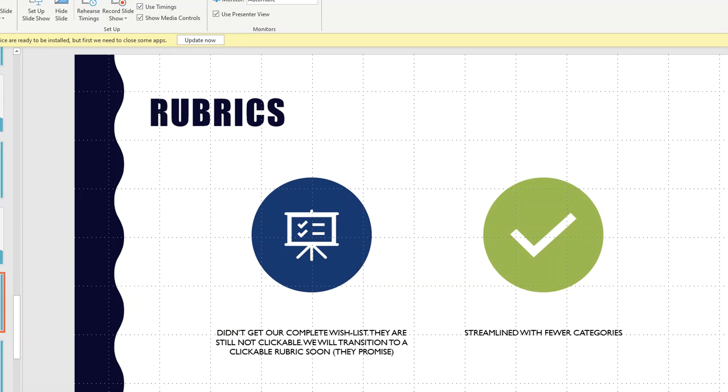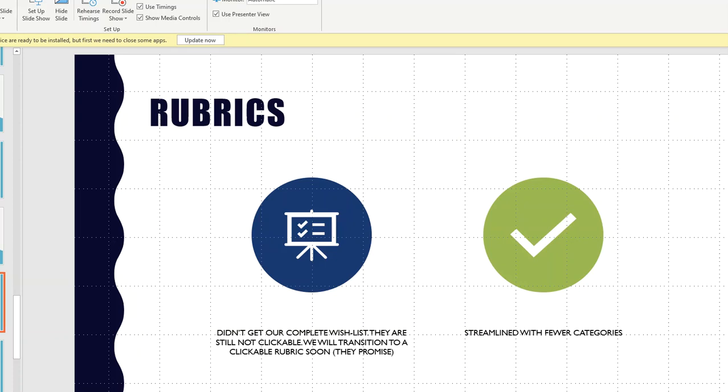So rubrics, they look quite a bit different than what we've been using. Hopefully you like them. We tried to streamline them. Again, we couldn't get every wish list item. Unfortunately, they're still not clickable, but we are working towards that. So we're hoping to transition them to clickable rubrics.